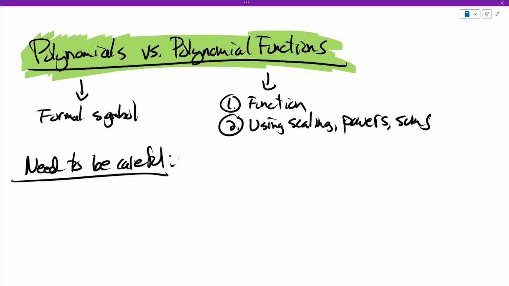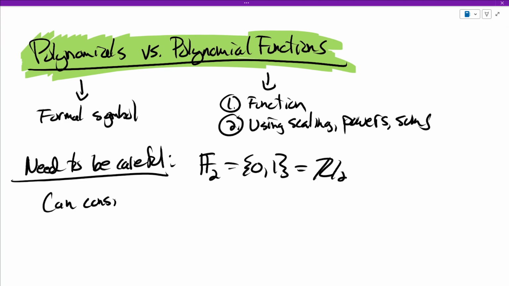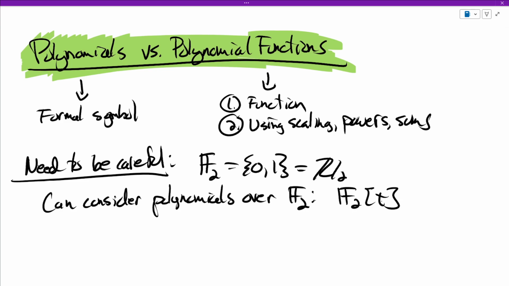Let's work outside of C for a minute. Let's leave C alone for a second, and let's look at F2. F2 is 0 and 1, or it's Z mod 2, however you want to think about it. I want to think about it as a field, so I'm going to say it's F2. Just like we considered polynomials over C, we can consider polynomials over F2. So we'll use the same symbol, F2 adjoin T.